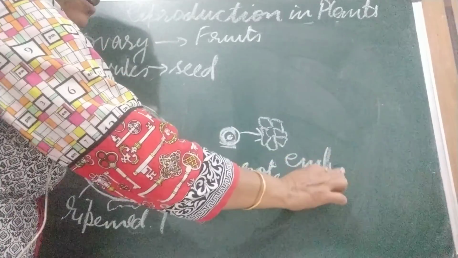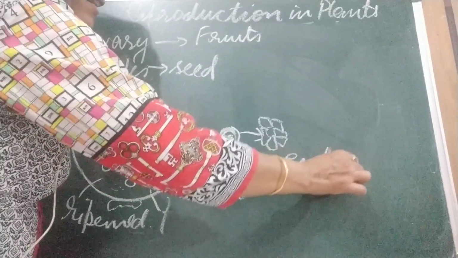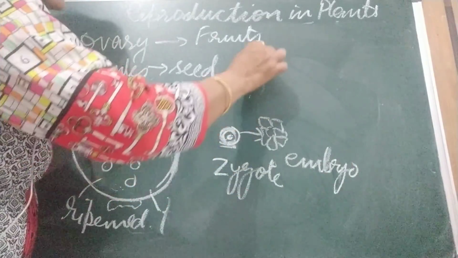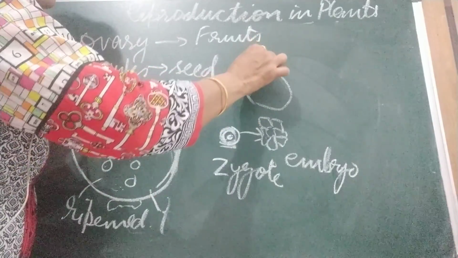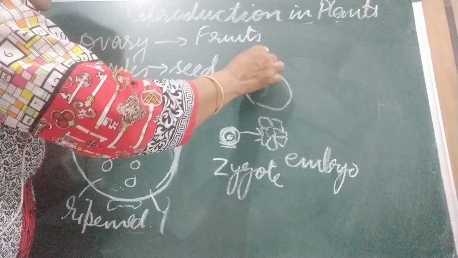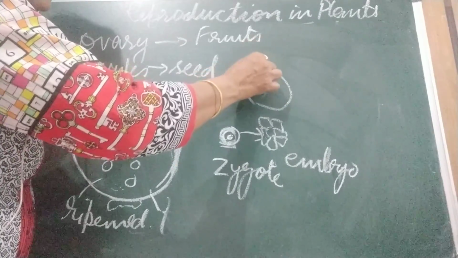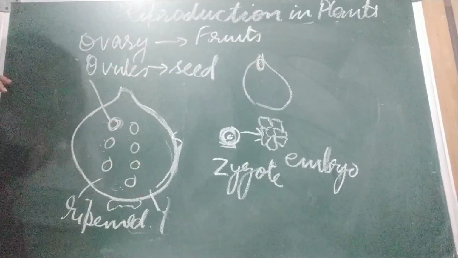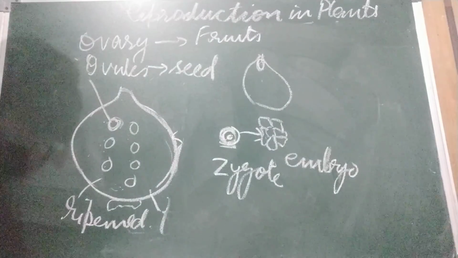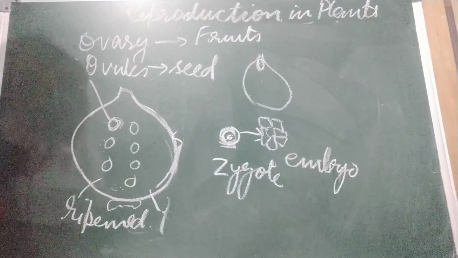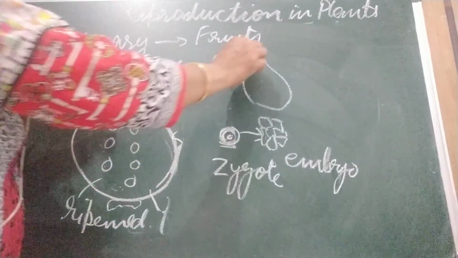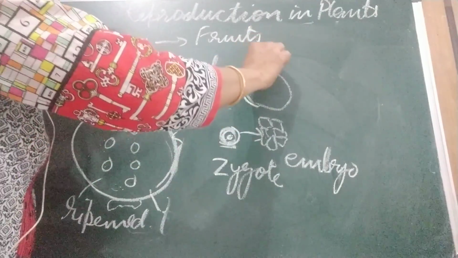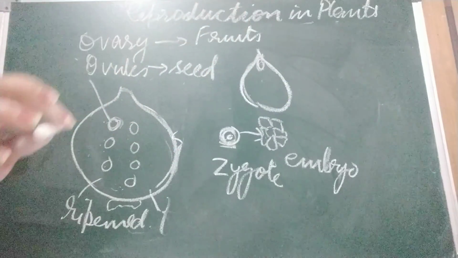Where is this embryo? Inside the seed. Suppose this is a seed. Inside this, like a gram seed, you can see the embryo is a small embryo. The seed is the ripened ovule which contains an embryo and is covered by a protective seed coat. The seed is in a sleeping state.